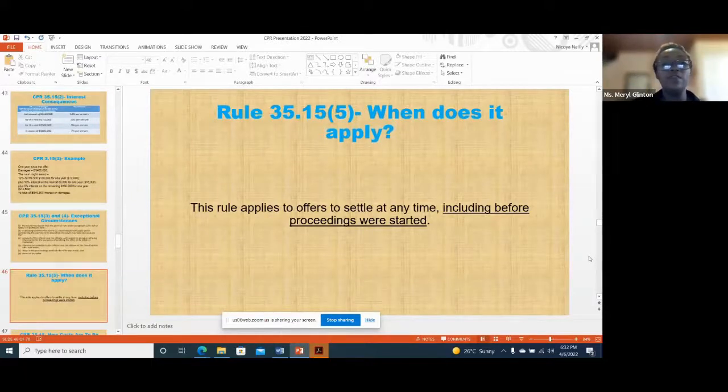So 35.15 says that this rule, this part, is going to apply, as I said, to offers that were made even before proceedings were started. And this may actually help tip the scales a bit back in favor of the defendant, because, for example, if you make an offer prior to the commencement of an action, you might not have to pay any costs if a claimant unreasonably refuses it. Next slide.